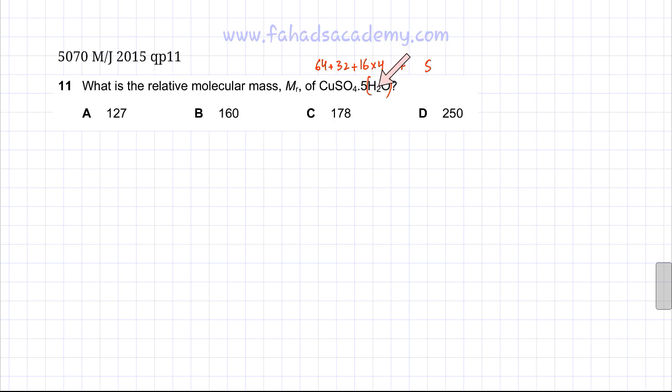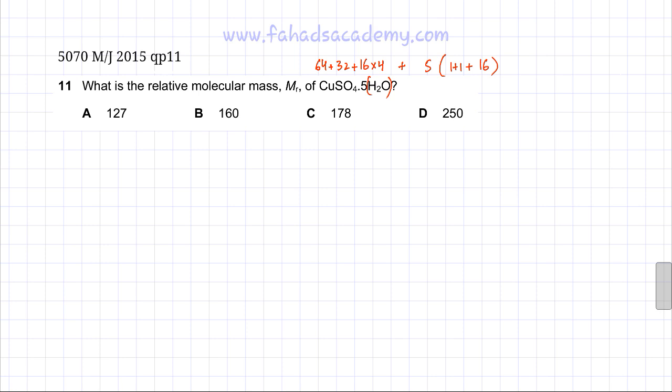One water molecule has 2 hydrogens and 1 oxygen. So that's 1 plus 1, that's 2 hydrogens. Plus oxygen is 16. So I just need to multiply the Mr of water by 5. Always remember that this .5H2O is a separate thing. Although it's part of the molecule, it's a hydrated salt crystal.